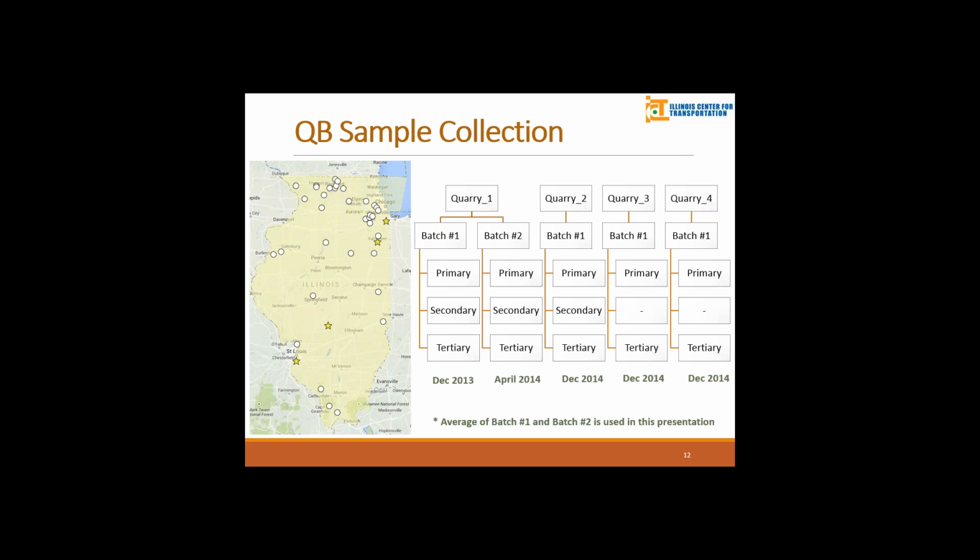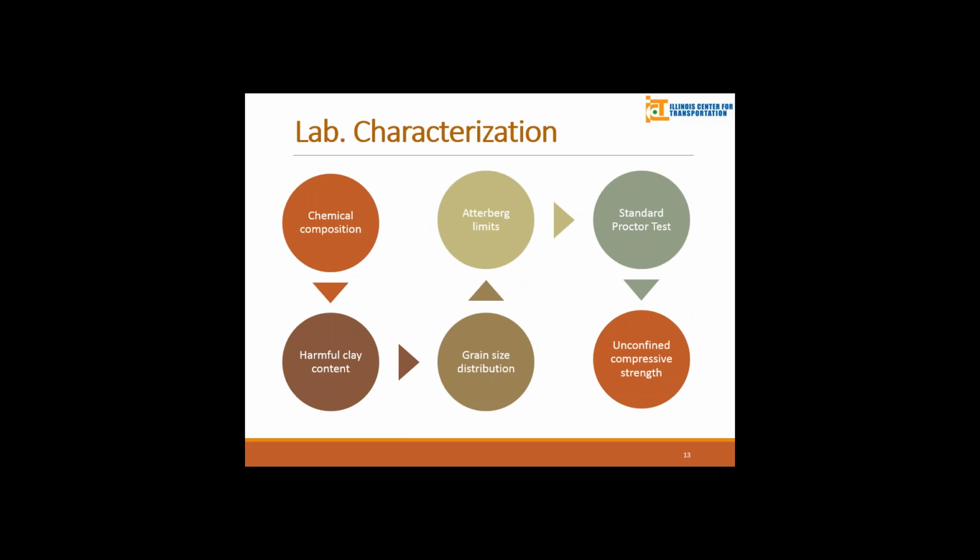And then we felt that there was a need to collect more samples from different quarries and see whether they all perform the same. So in December 2014, we collected more samples from the other 3 quarries, Quarry 2, Quarry 3, and Quarry 4. The map here shows the locations of the 4 quarries, shown as yellow stars. They mainly cover from the north to the south and from the west to the east. And this is the matrix that we did for all the quarry byproducts. First is harmful clay content and grain size distribution, Atterberg limits, standard Proctor test, and then unconfined compressive strength test.